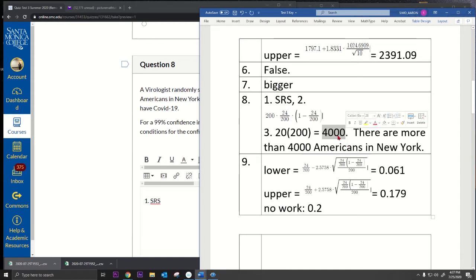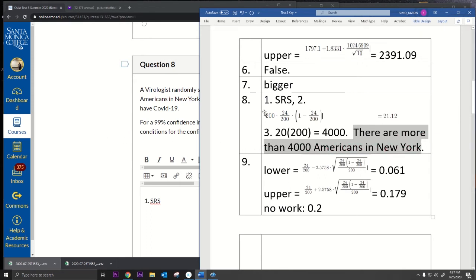Therefore, the population size is more than 20 times the sample size. In other words, the sample size is less than 5% of the population size. This is a way to check it by multiplying 20 times the sample size and just stating, hey, there are more than 4,000 Americans in New York.